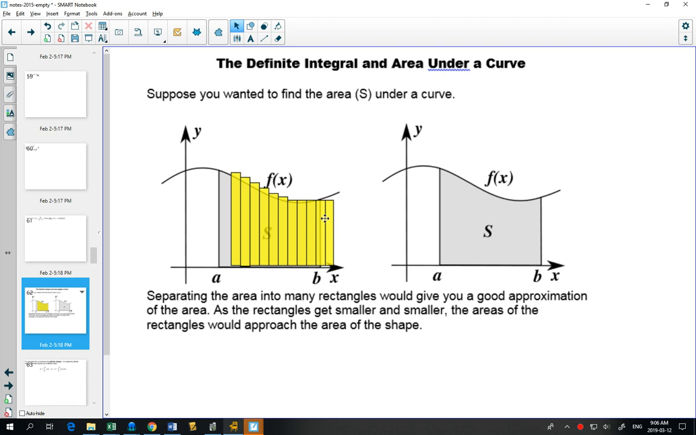And so an idea would be if we had a bunch of tiny rectangles, that would be a good estimate. And if we kept making those rectangles smaller and smaller and smaller, our estimate would get better and better and better. And so if we took the limit as the number of rectangles goes to infinity, or the base width of each rectangle goes to 0, that limit would approach the area perfectly.